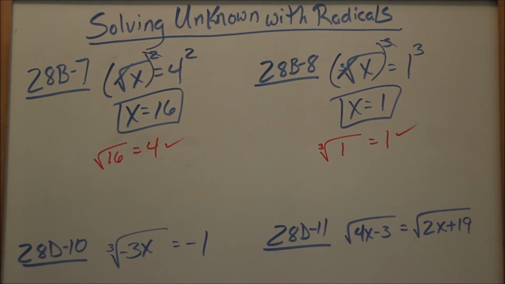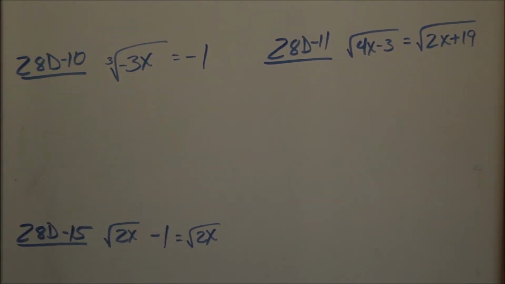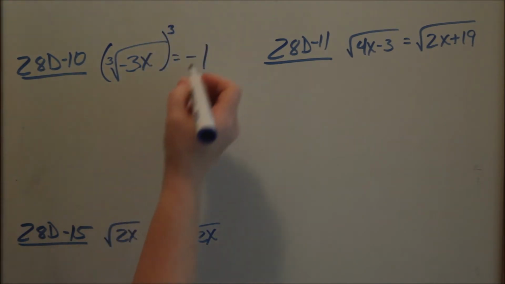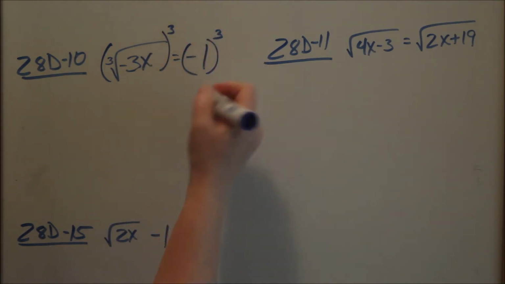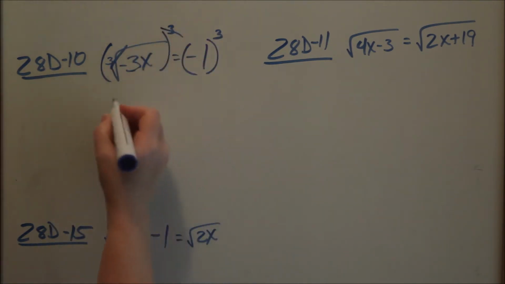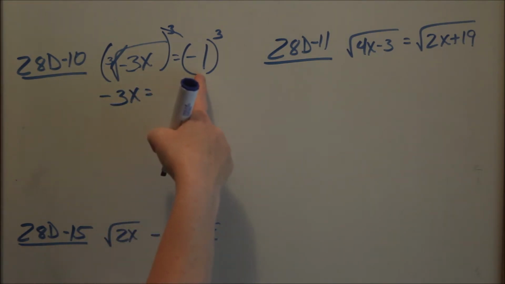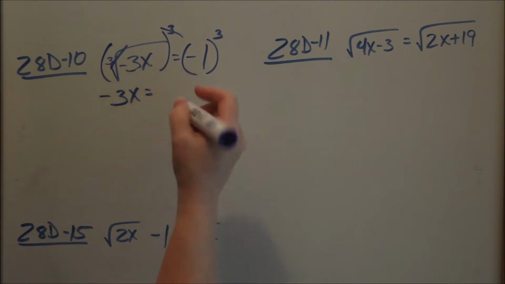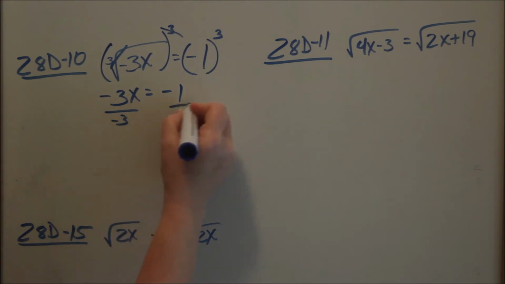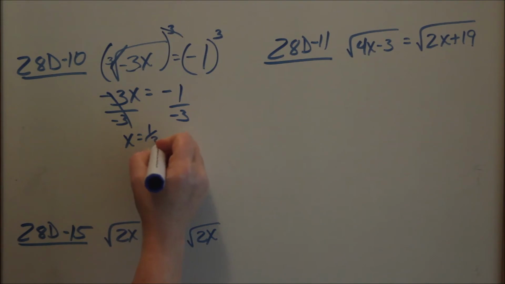Now look at 28d number 10. So here we have the cube root. We need to get rid of that radical. So the opposite of cube root is cubing. Then you have to cube the other side. It is a negative number, so put it in parentheses. It makes a difference. That cancels. So here you have negative 3x equals negative 1 cubed. Negative 1 times negative 1 times negative 1 is a negative number. Divide both sides by negative 3. A negative divided by a negative is a positive, so x equals 1/3.